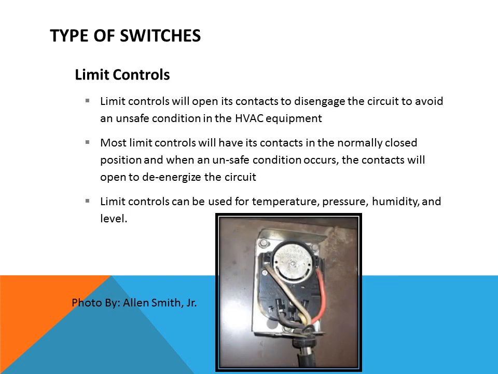Limit controls. Limit controls are any type of control that will limit the use of the equipment. For example, heating systems: if one got too hot, you need to disengage it for safety reasons. So it has a certain set point that once it reaches that limit, it will disengage the circuit. It can be pressure, temperature, or even position. For example, if a device moved to a certain location and becomes unsafe, it can trip a limit switch to disengage the operation of the equipment.